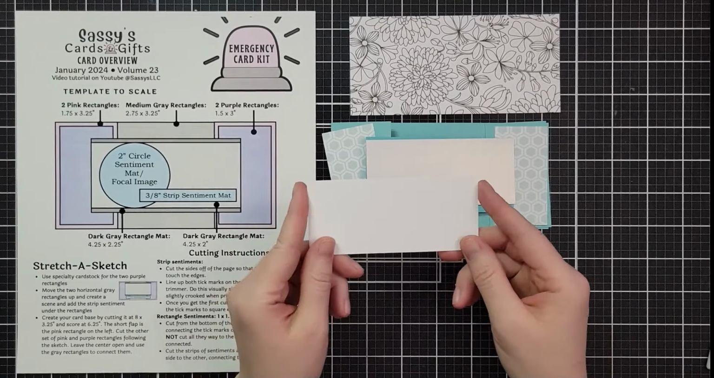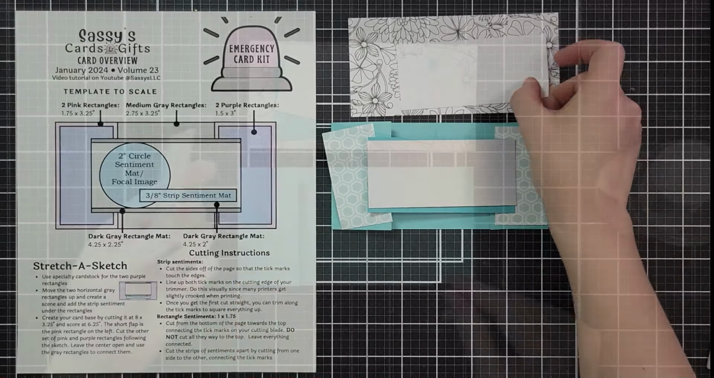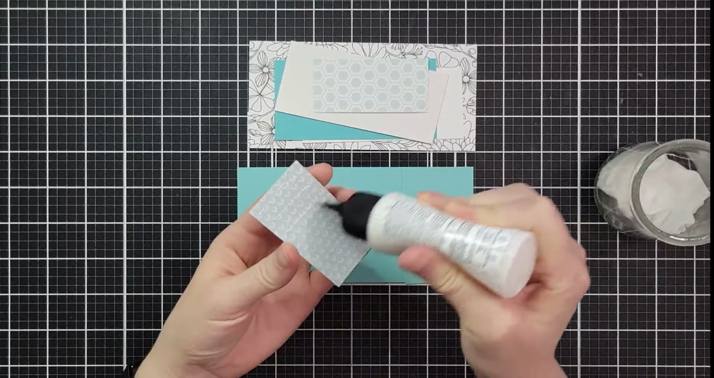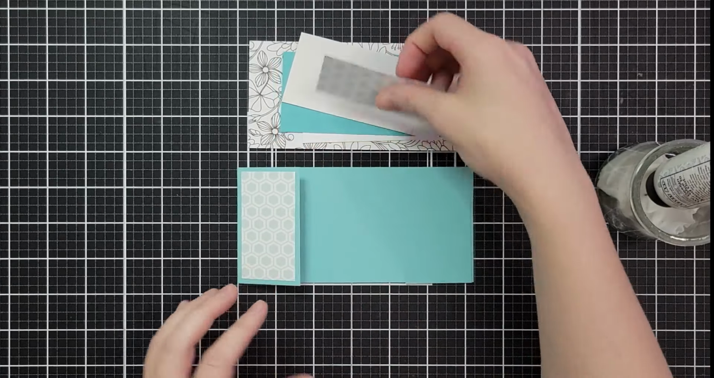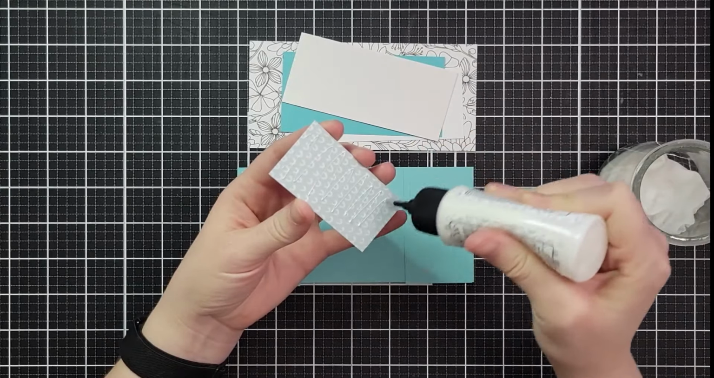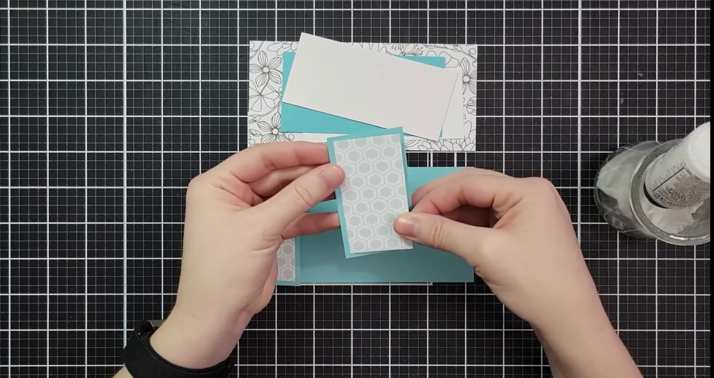I've also cut a piece of pattern paper for the inside that is 3 inches by 6 inches. I was just going through my scraps and seeing what I had. This is a great card for scraps. This looks a lot like the original sketch.